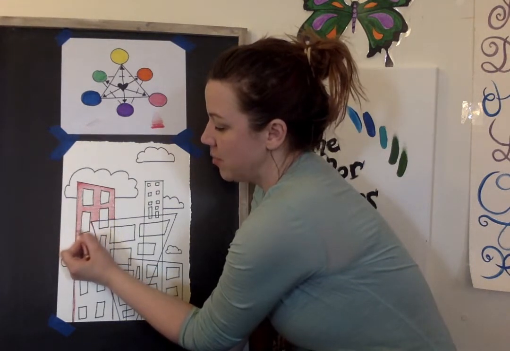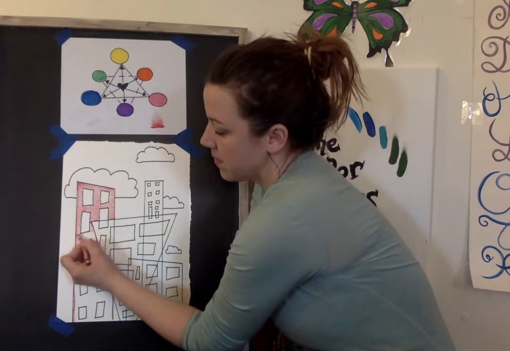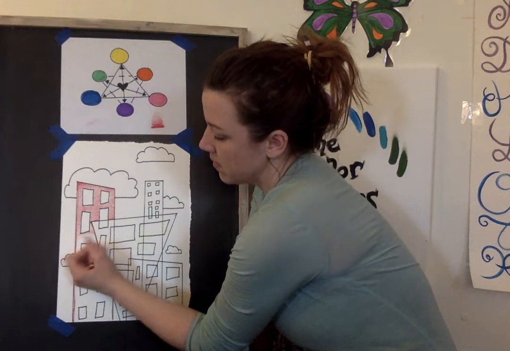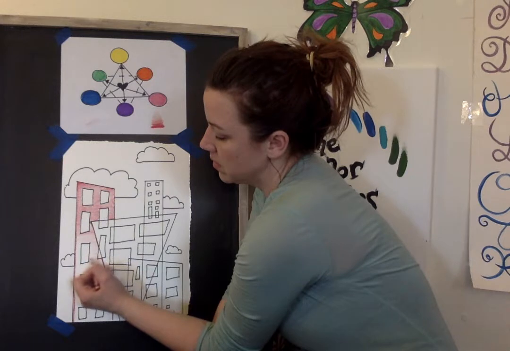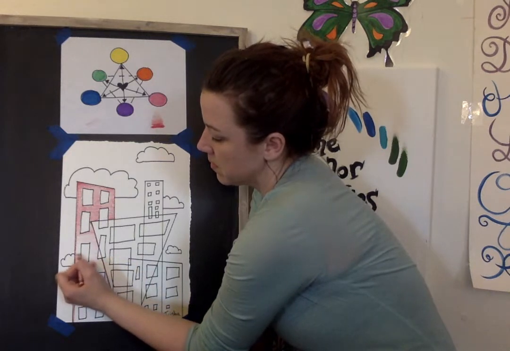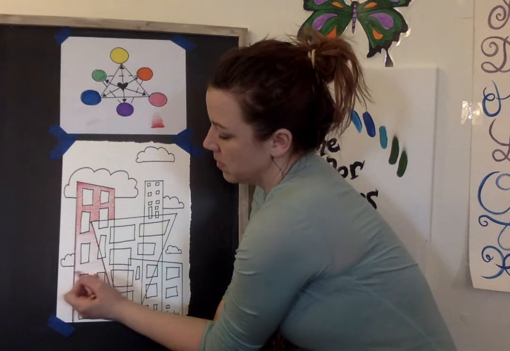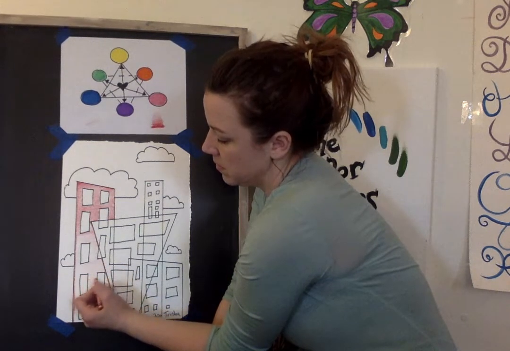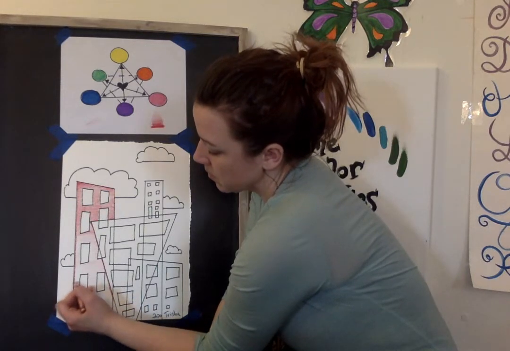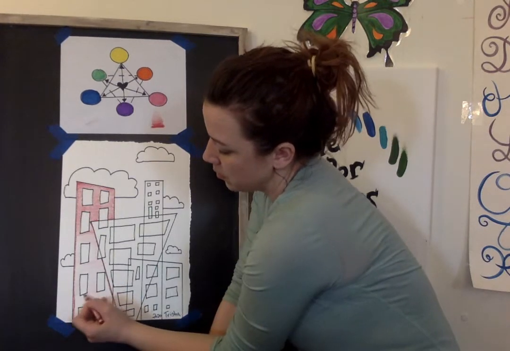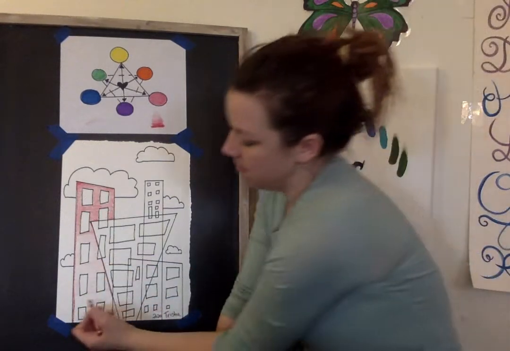All right, now I'm going to start pulling back. I'm going to go lighter. Remember to go around your windows. Go lighter. Pretty light down here. And now if I want to, I can start going darker again.